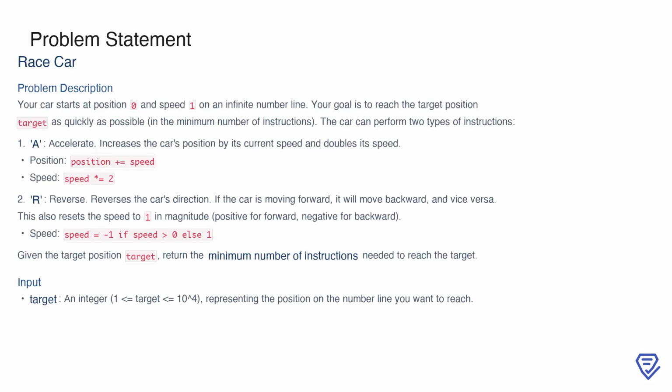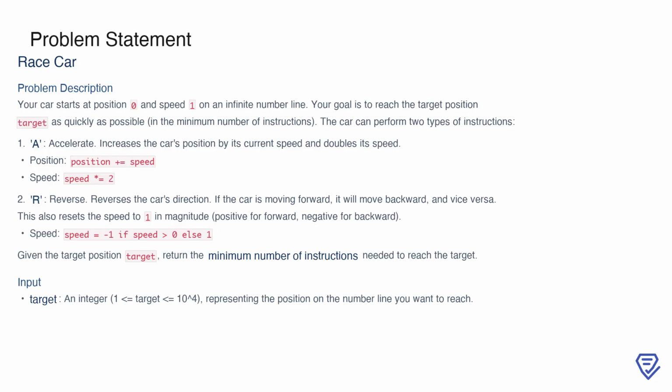Let's dive in. Imagine you are driving a car that starts at position 0 with a speed of 1 on an infinite number line. Your goal is to reach a specific target position as quickly as possible, in the minimum number of moves. The car can perform two types of actions.